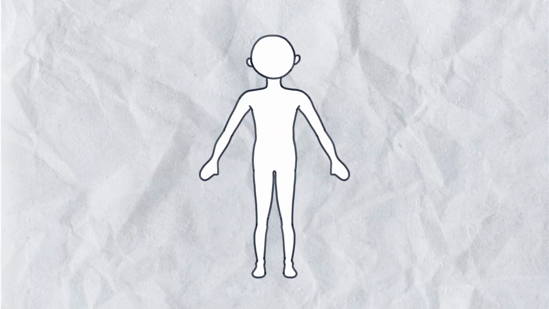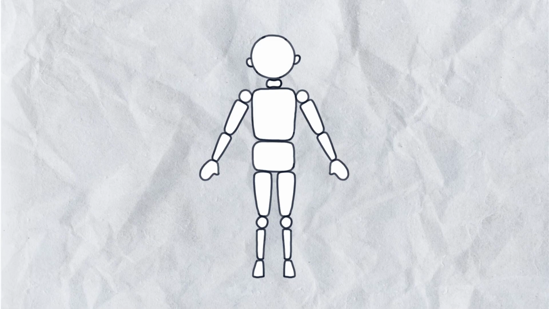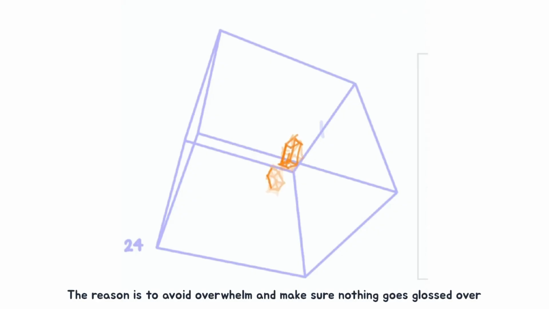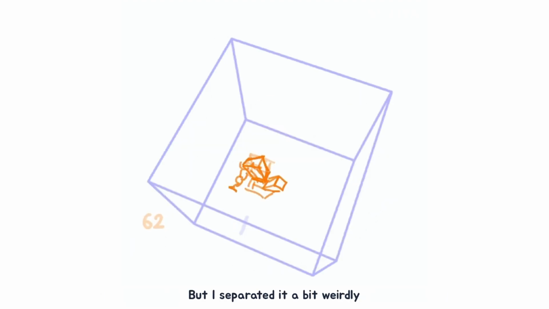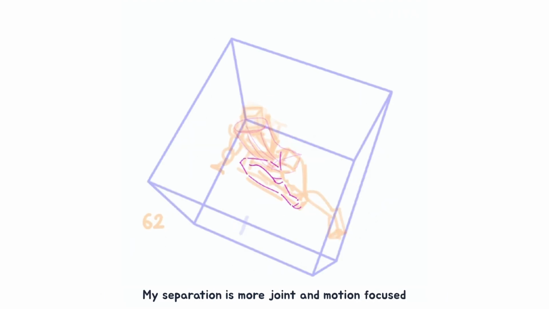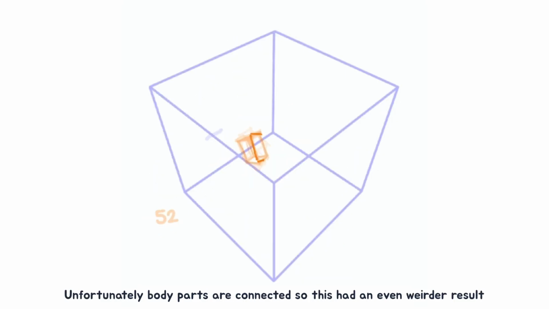Step 0. Preparation. Here you have to separate the body parts into sections and pick one. The reason is to avoid overwhelm and make sure nothing goes glossed over. How to separate it probably seems like common sense, but I separated it a bit weirdly. My separation is more joint and motion focused. Unfortunately, body parts are connected, so this had an even weirder result.